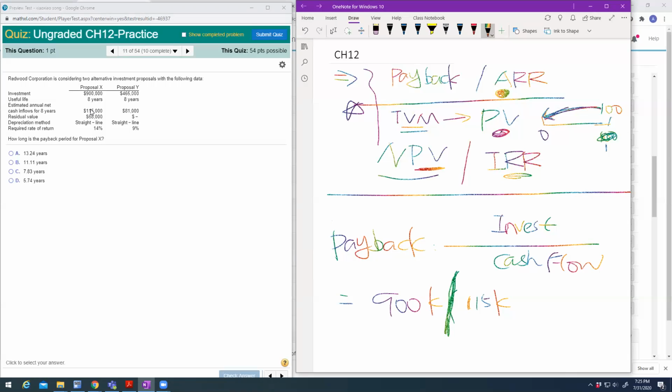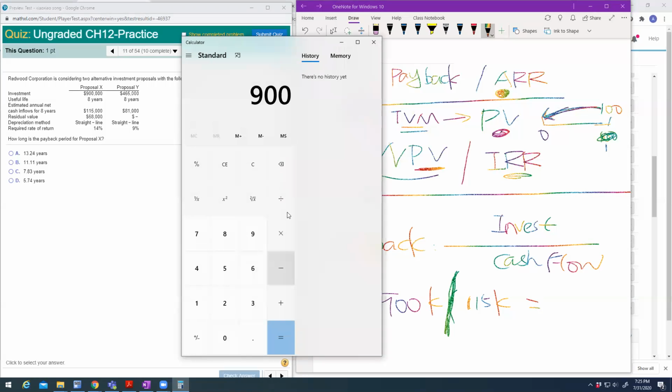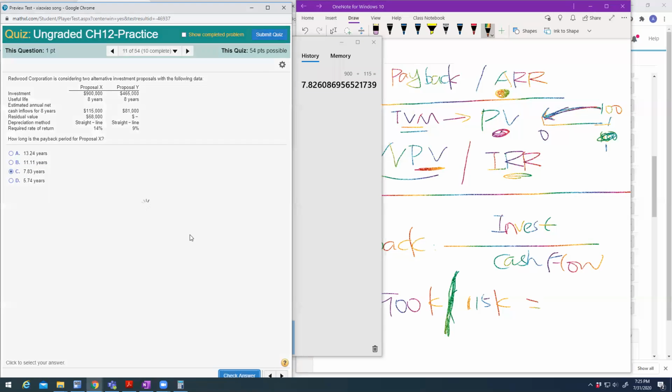So we don't worry about residual. We don't worry about depreciation. We don't worry about return. We don't worry about how many years you need to calculate the years. So that's 8. Don't worry about the extra information. So 900,000 divided by 115 gives me 783. Okay, next one.